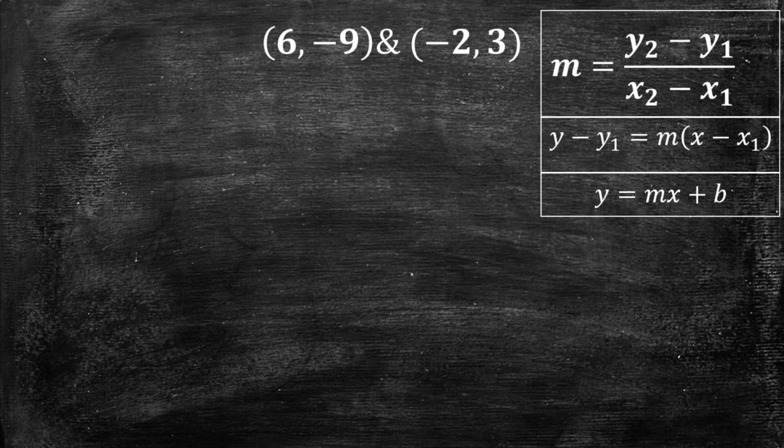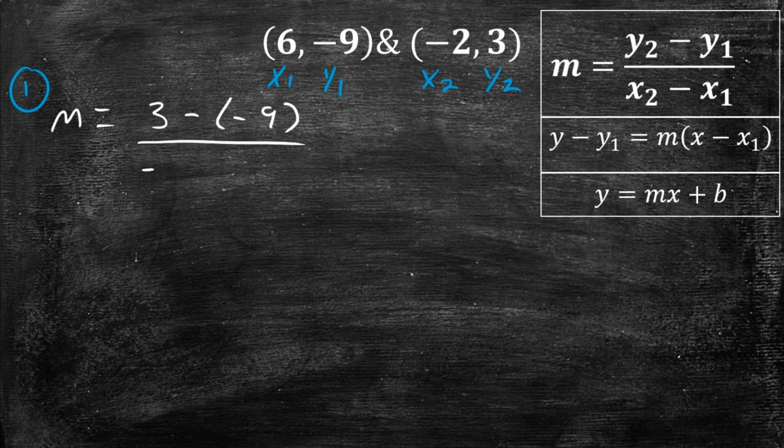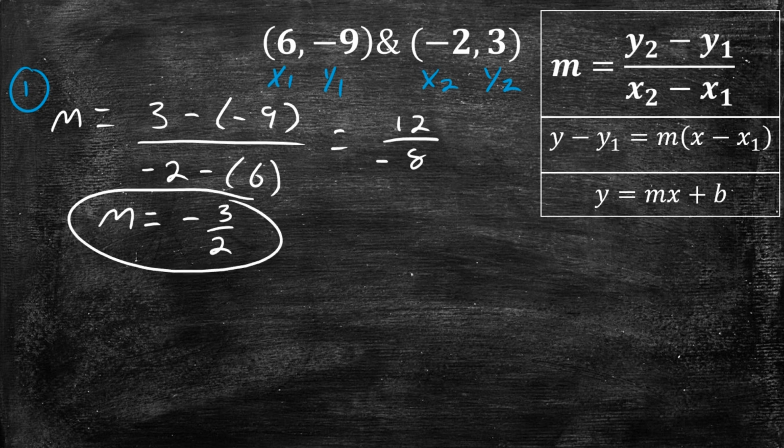Example number 3. We're given these 2 points here. So I'm going to go ahead and label my values x1, y1, x2, y2. And now for step number 1, we're just going to find the slope again. So we got m is equal to y2 minus y1 all over x2 minus x1. And simplifying this, we get 12 over negative 8. And that can be reduced into negative 3 over 2. So that is our slope.